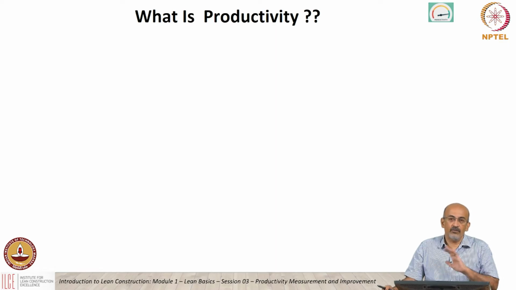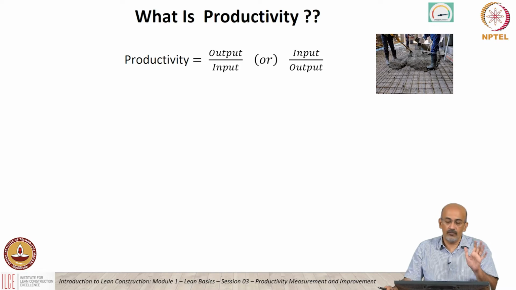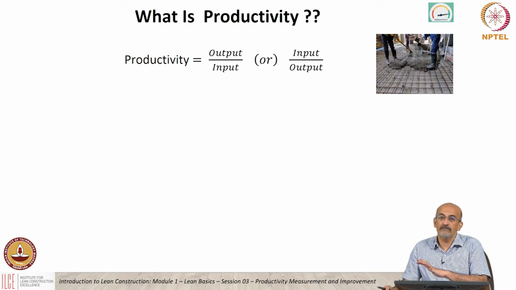Now we come to this question, what is productivity? Output by input. Good. Output by input is the most acceptable definition, and we say output by input. Can it be input by output? It depends, yes.